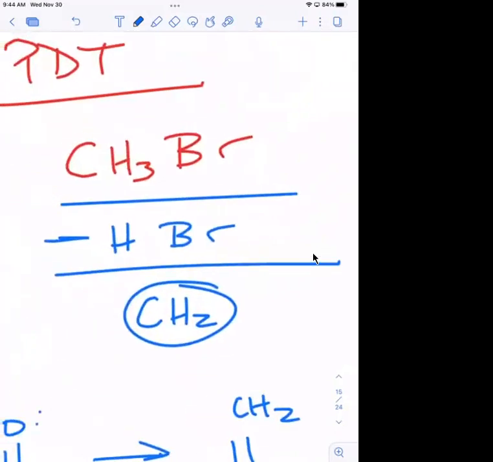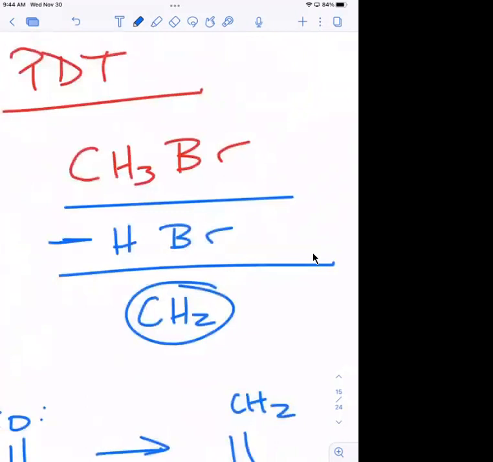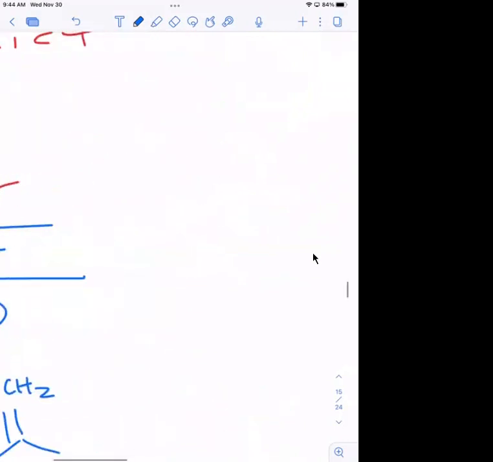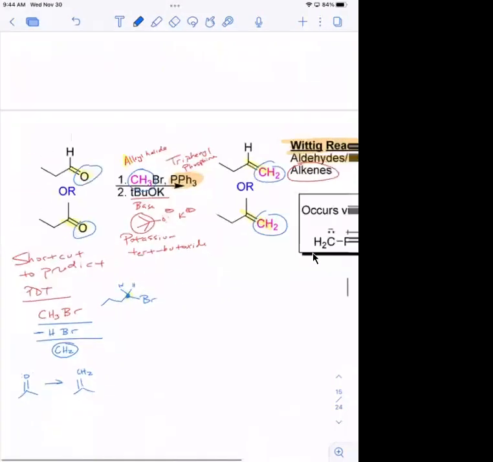And it's also important to understand that if I have a different alkyl halide, something like this, it's this carbon in the alkyl halide right here that ends up replacing oxygen. It's that carbon. It's always the carbon bonded to the halogen in the alkyl halide that ends up with oxygen. So let's go through that mechanism.